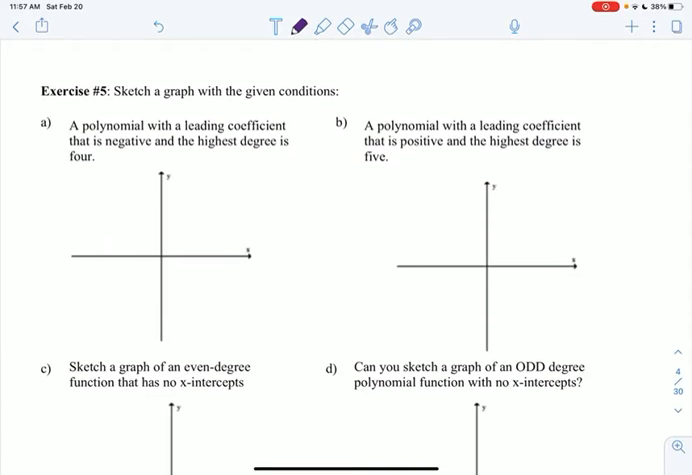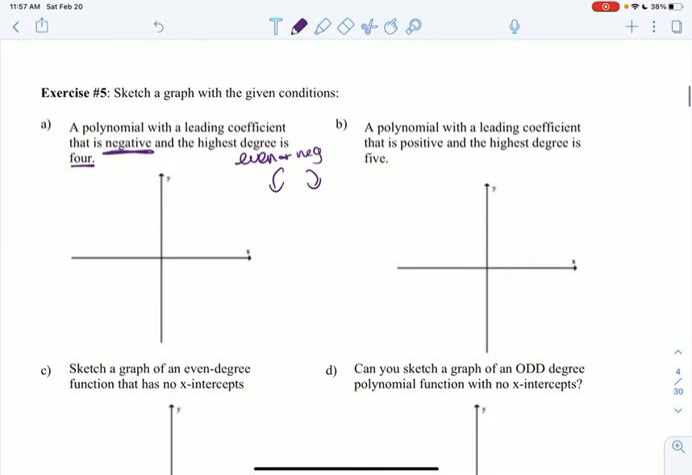So now we're going to try sketching it. So we're just taking those rules that we learned and we're doing it in different ways. So the leading coefficient is negative, and the highest degree is 4. So it's even and negative. Even and negative faces like this. Okay, so as long as both endpoints go down, it can be something like this. Again, I know nothing else about it, so I can't be too exact.